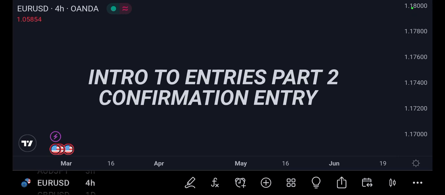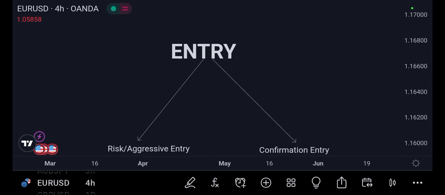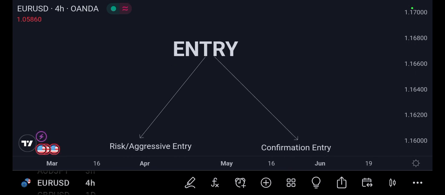Let's now talk about the second aspect of introduction to entries, which is confirmation entry. From the last video, recall I said there are two types of entry. We have the risk or aggressive entry and we have the confirmation entry. The last video was mainly focused on the risk entry, but this one will focus more on the confirmation entry.